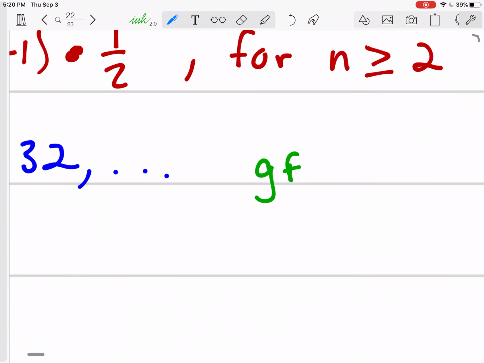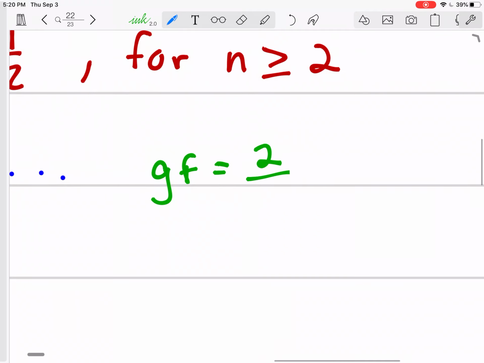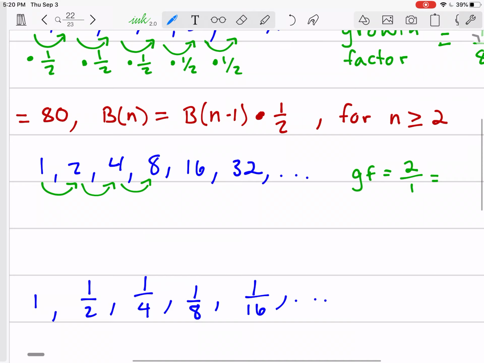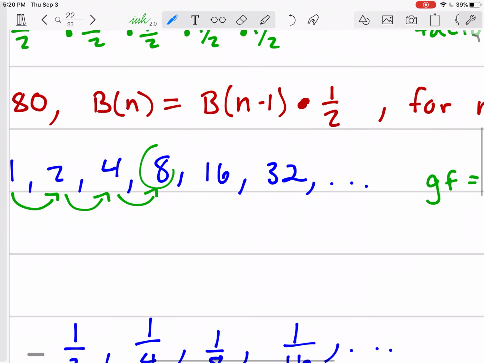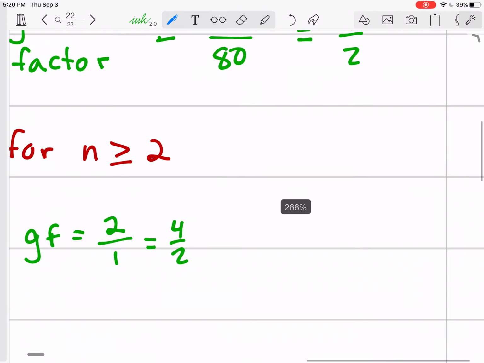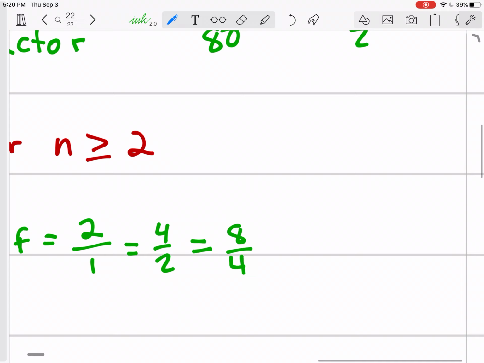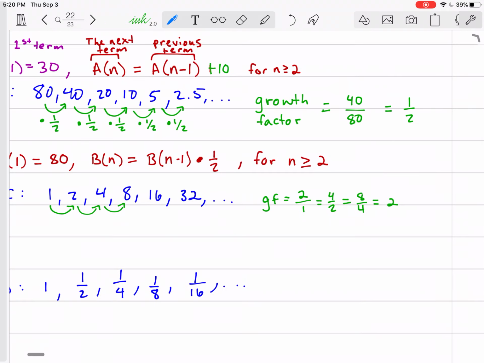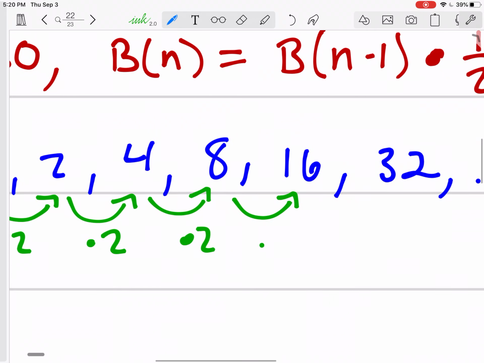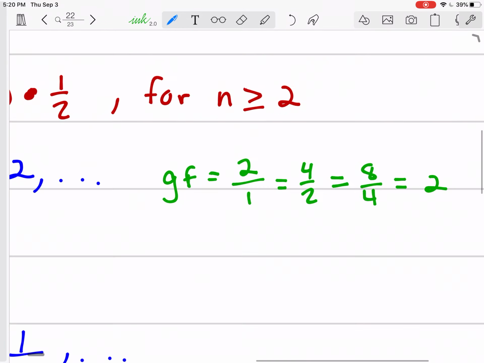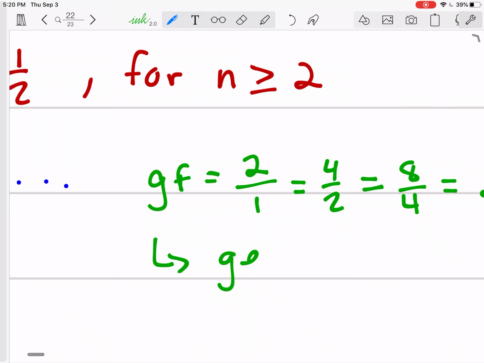This growth factor equals 2 divided by 1. Or is that the same thing as 4 divided by 2? Yeah. Or we could take the next term, 8, divided by that previous term, 4. Any way we look at it, we see that there is a growth factor of 2. So we can multiply by 2 to get from one term to the next. Therefore, this is a geometric sequence since we have a growth factor. It's multiplying by a constant.